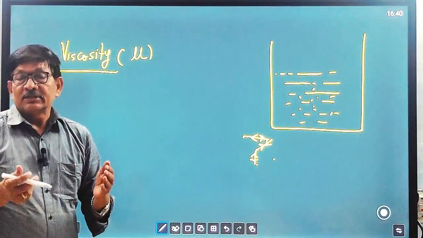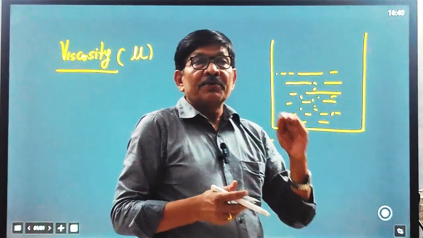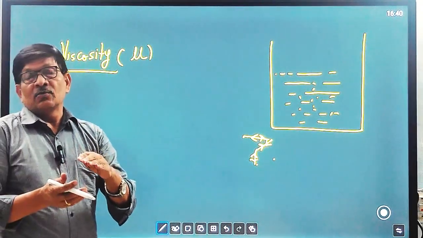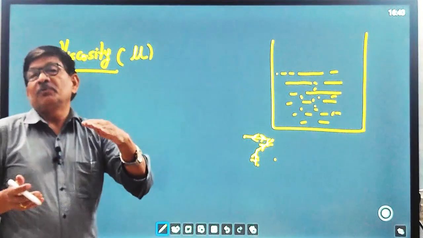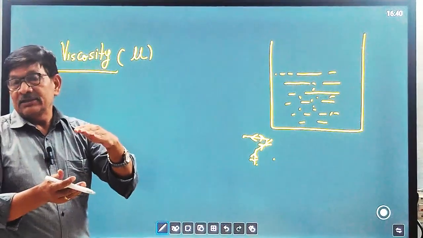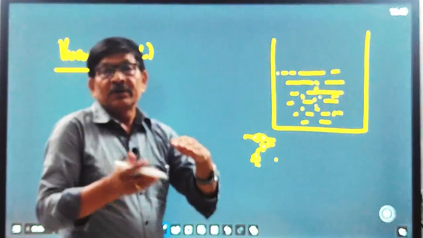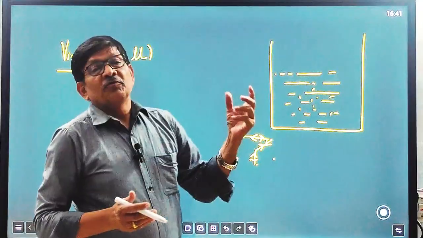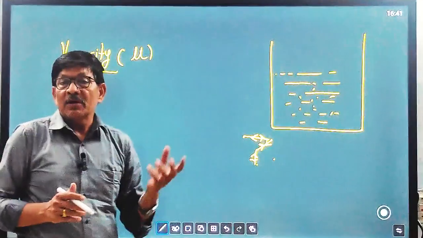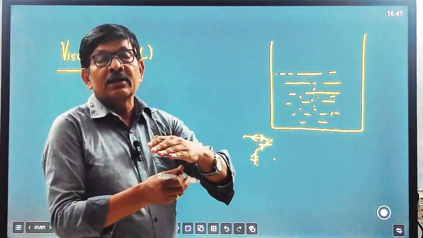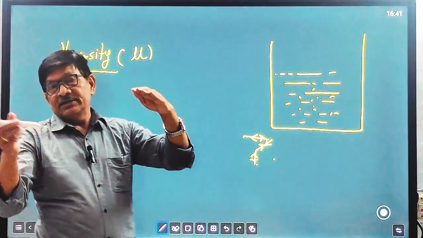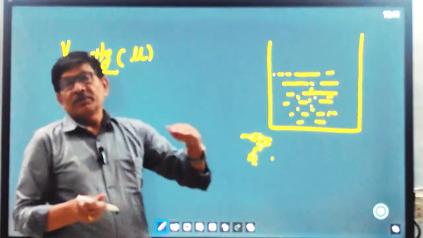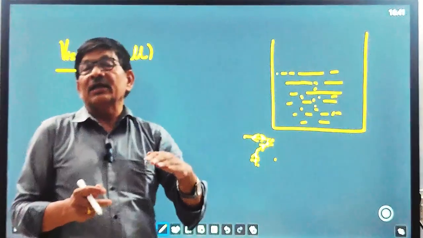This resistance is known as viscosity, and it is a property of the fluid by virtue of which there is a resistance between two adjacent layers. When we try to move the upper layer of the fluid, the lower layer just adjacent to it will resist the motion of the upper layer. This resistance is due to viscosity. The upper layer is resisted by the lower layer, and that lower layer is resisted by the layer just below it. This occurs continuously.